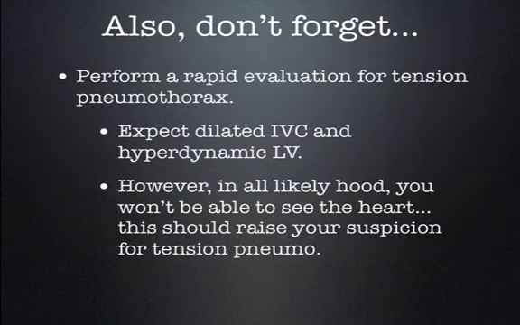Now, one part I'd like to add here at this juncture is an evaluation for pneumothorax. Now, on your differential diagnosis for obstructive shock is tension pneumothorax. In this case, you would expect a dilated IVC and a hyperdynamic LV. But in reality, you're probably not going to be able to see the heart at all, because ultrasound waves don't travel well through air, so in all likelihood you won't be able to see the heart.